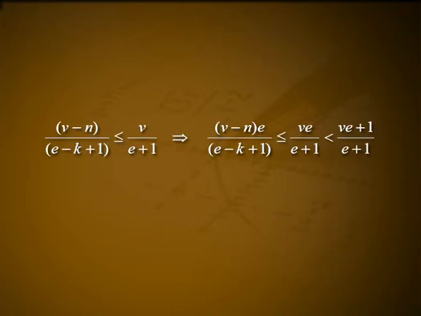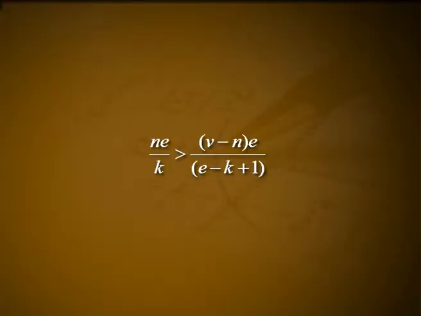Now, if the opposition runs E minus k plus 1 other candidates, its lowest ranking candidate cannot receive more than (V minus n) into E by (E minus k plus 1) votes. But (V minus n) by (E minus k plus 1) is less than or equal to V by (E plus 1), which implies (V minus n) into E by (E minus k plus 1) is less than or equal to V E by (E plus 1), which is less than V into (E plus 1) by (E plus 1). So the opposition does not have E minus k plus 1 quotas.